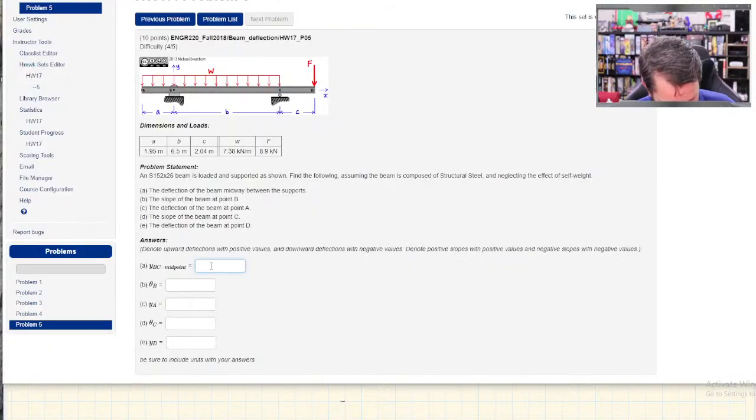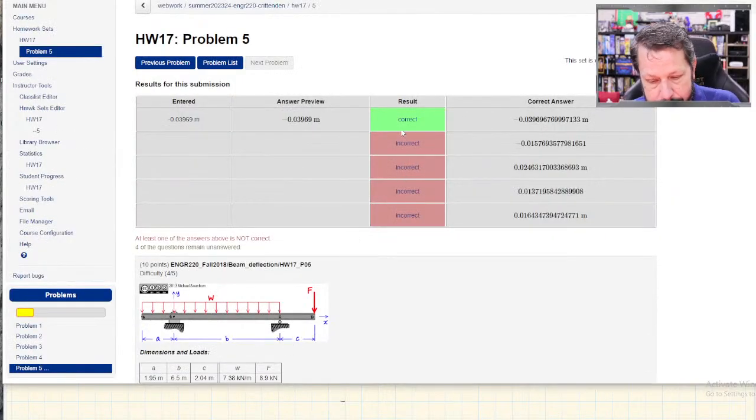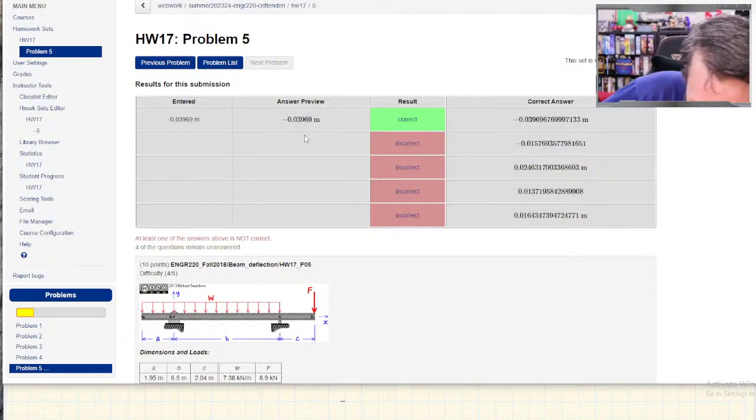Let's see if that's anywhere near what WebWork actually wants us to have. YBC at the midpoint, negative 0.03969. Do I put, yes, meters. So let's see. We actually got it right. So we were pretty close. They had a few more decimals out there than we did, but I guess we were close enough that it rounded to the same number.